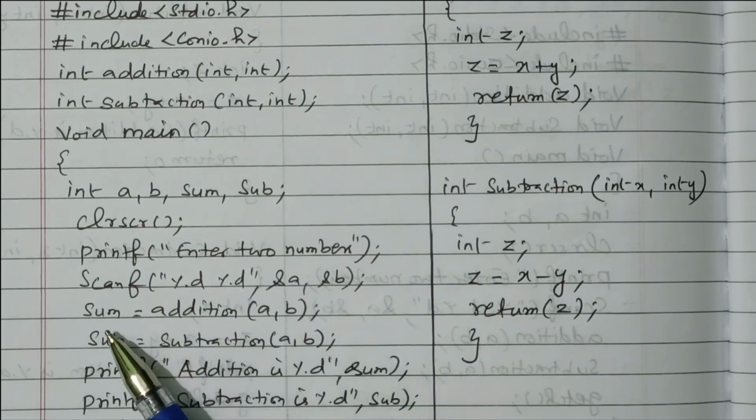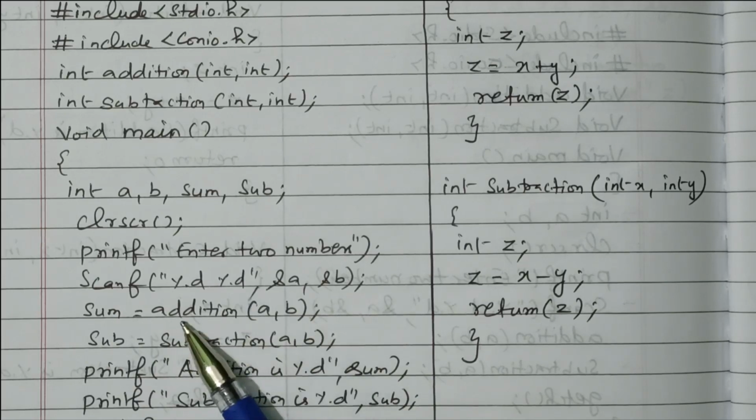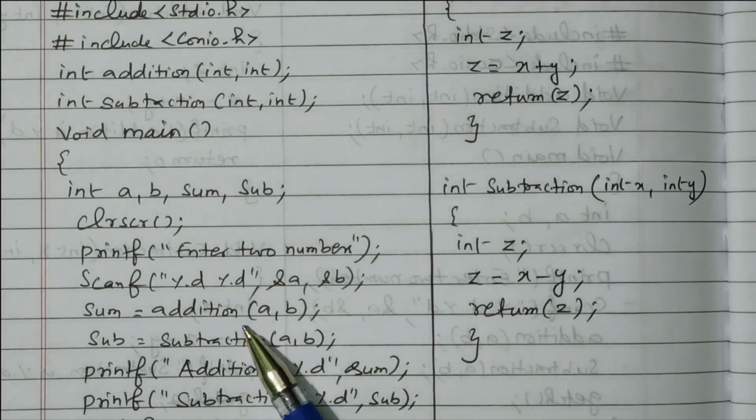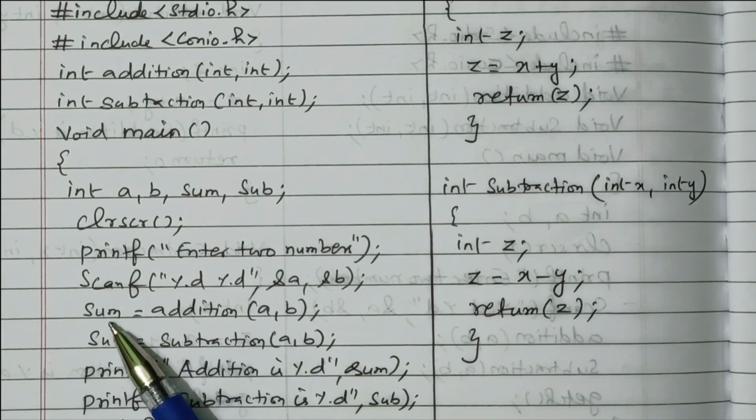Right. Now sum equal to addition(a, b). What is this? Here addition(a, b) means we are calling this function. We are calling this function and sending the two parameters a and b to the function. This function will return the value. So that value will be stored in sum.